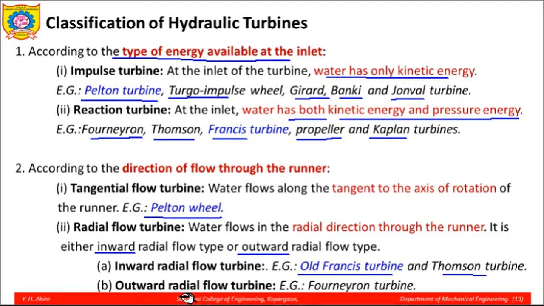In an outward flow radial turbine, the water enters at the center of the runner and it flows towards the outer periphery of the runner. An example of an outward radial flow turbine is the Fourneyron turbine.